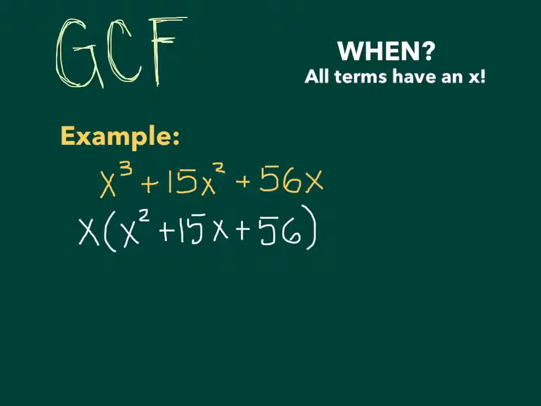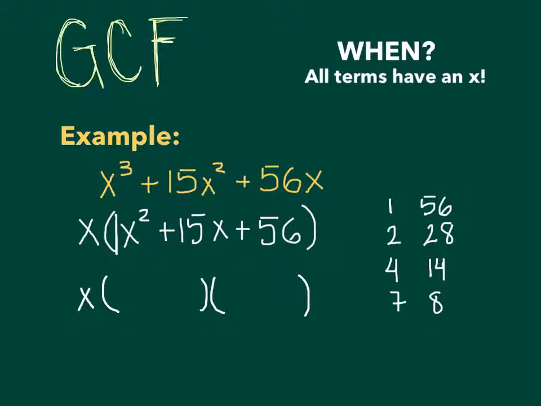It's important to notice here that this trinomial has a leading coefficient of 1. There's an invisible 1 right here. So the method I'm going to use only works when there is that invisible 1 in front. Now I'm going to try to think of two numbers that multiply to 56 but add to 15. So I'll start off making a list of numbers that multiply to 56. And then I'll look and see which add to 15.